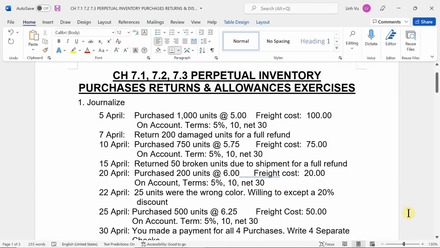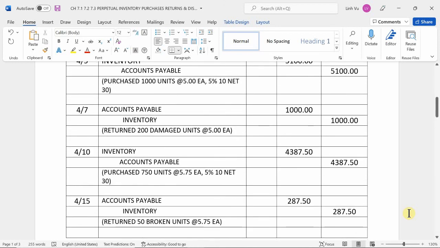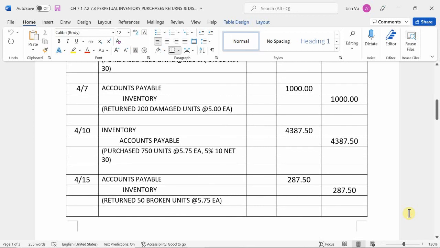Okay, my second purchase was on April 10. We purchased 750 units, but we end up returning 50 of them because they were broken. So let's take a look. April 10, right? We owed $4,387.50, but we end up making a refund for $287.50. So how much do I owe for my second purchase?